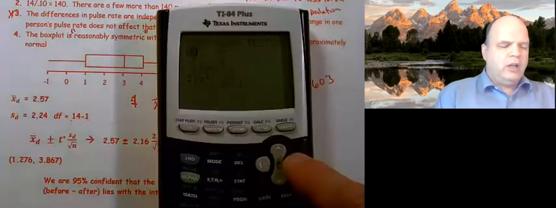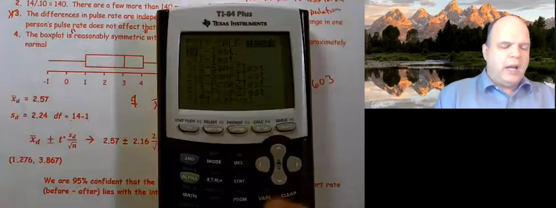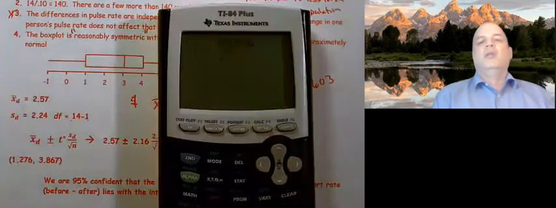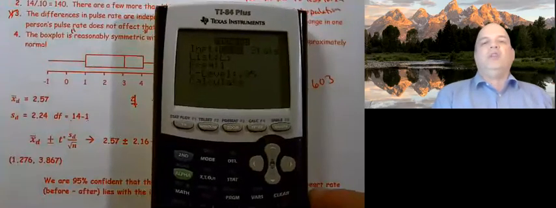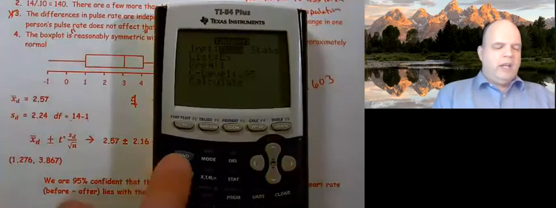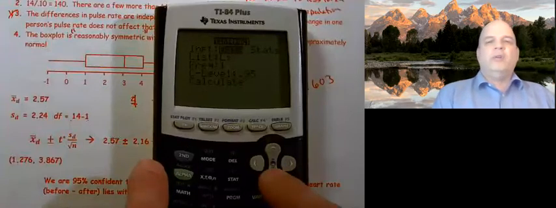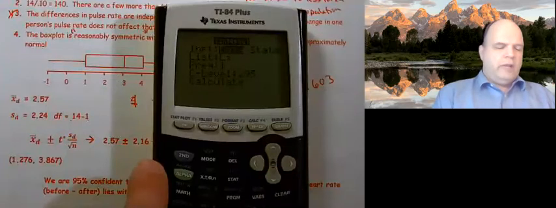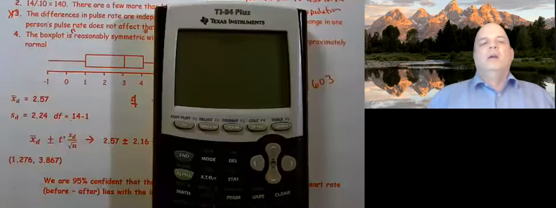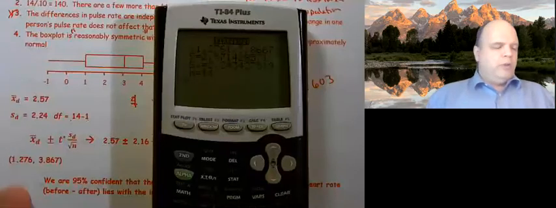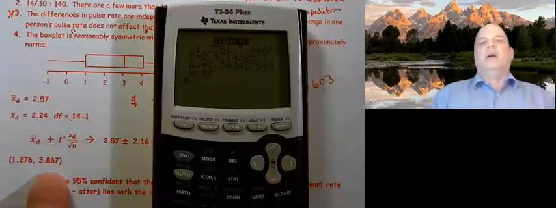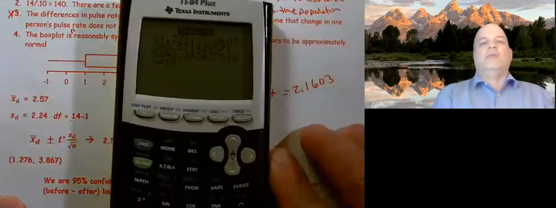Stat test. Number 8 happens to be T interval, so I'm going to scroll down to number 8. Press enter. I'm using data. My data is stored in L3, so second 3, frequency of 1, 0.95. And I get 1.2761 and 3.8667. All right. Hopefully that shows up fairly well.